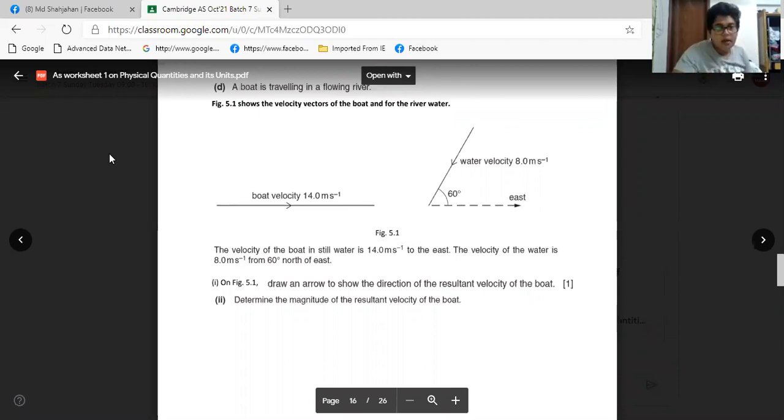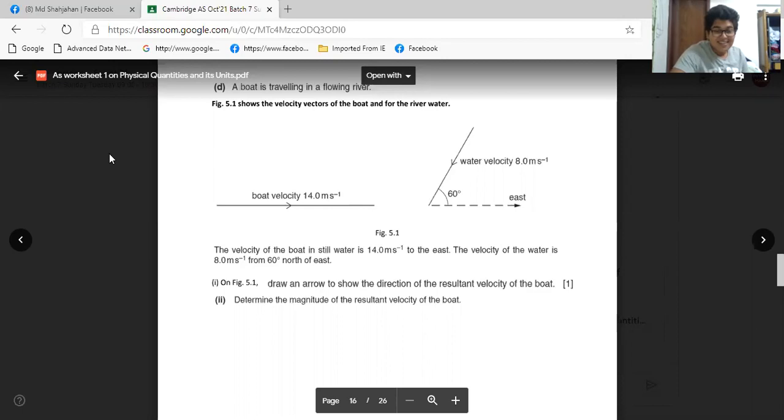A boat is traveling in a flowing river. The figure shows the velocity vectors of the boat and of the river. The velocity of the boat in still water is 14 meters per second to the east. The velocity of the water is 8 meters per second at 60° north of east.